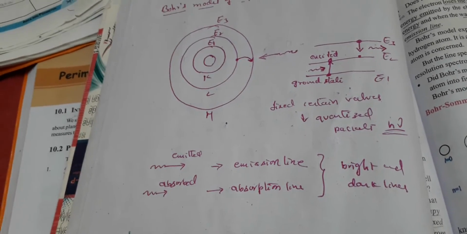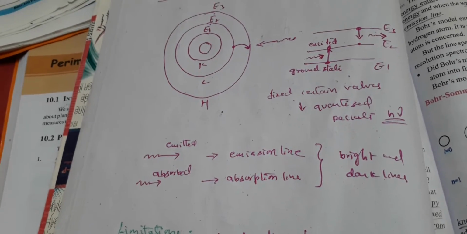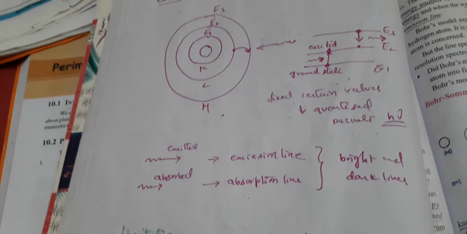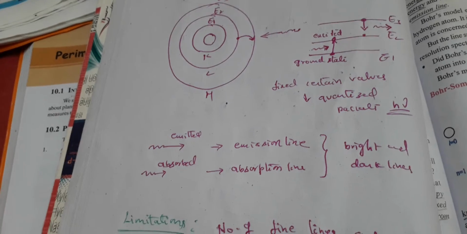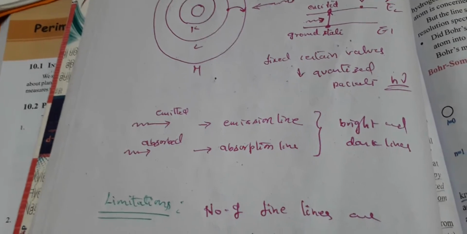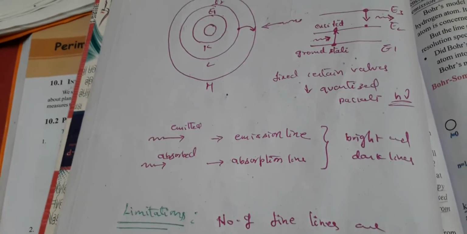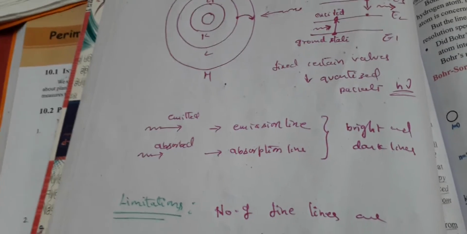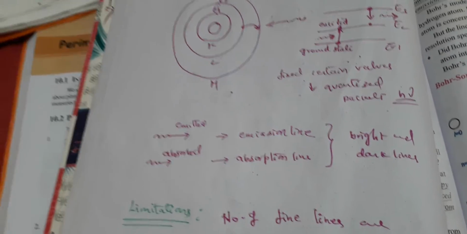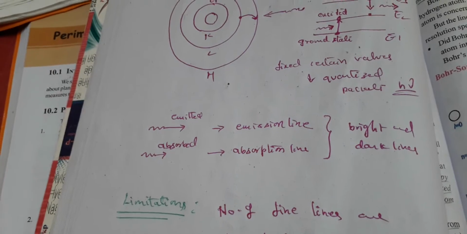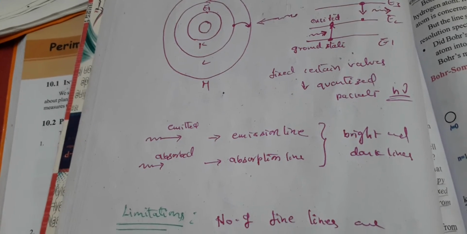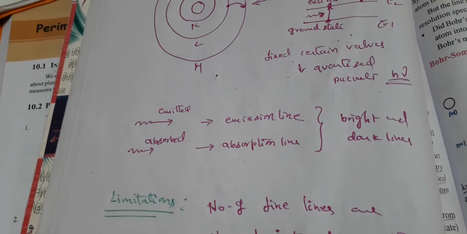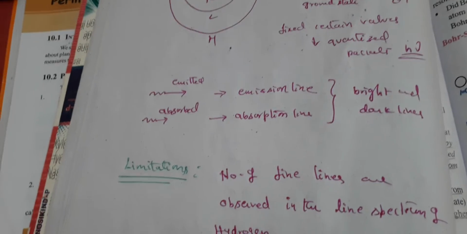So only one transition takes place, from one particular orbit to the other orbit. That means either one line of absorption or one line of emission should be observed in the line spectrum of the hydrogen atom. But to his surprise, when the line spectrum of the hydrogen atom was practically observed, it was not one line but a combination of lines. So that is what fine lines are observed in the line spectrum.